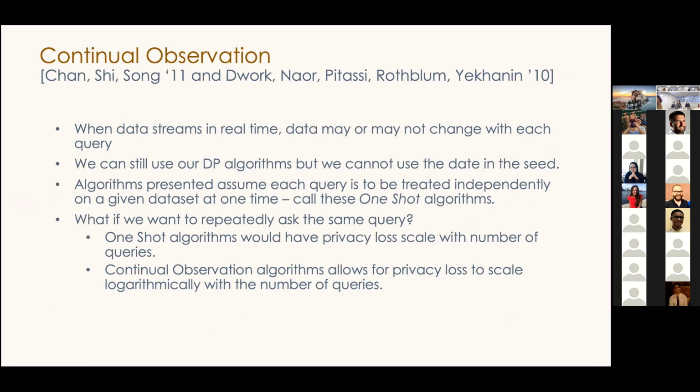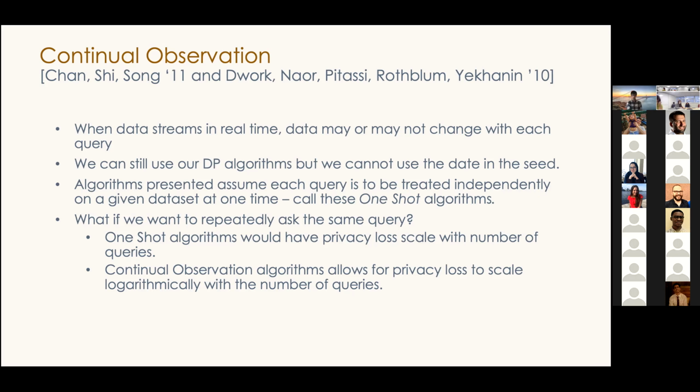With that, I want to motivate the continual observation model, developed by Chan et al. and Dwork et al. about 10 years ago. Here the data is streaming in real time, and whenever we issue a query, the data may or may not change. We just don't know. We could still use our differentially private algorithms that I talked about in this 2x2 grid, but we just can't use the date in the seed. So every time somebody asks the same query, we'd be adding fresh noise.